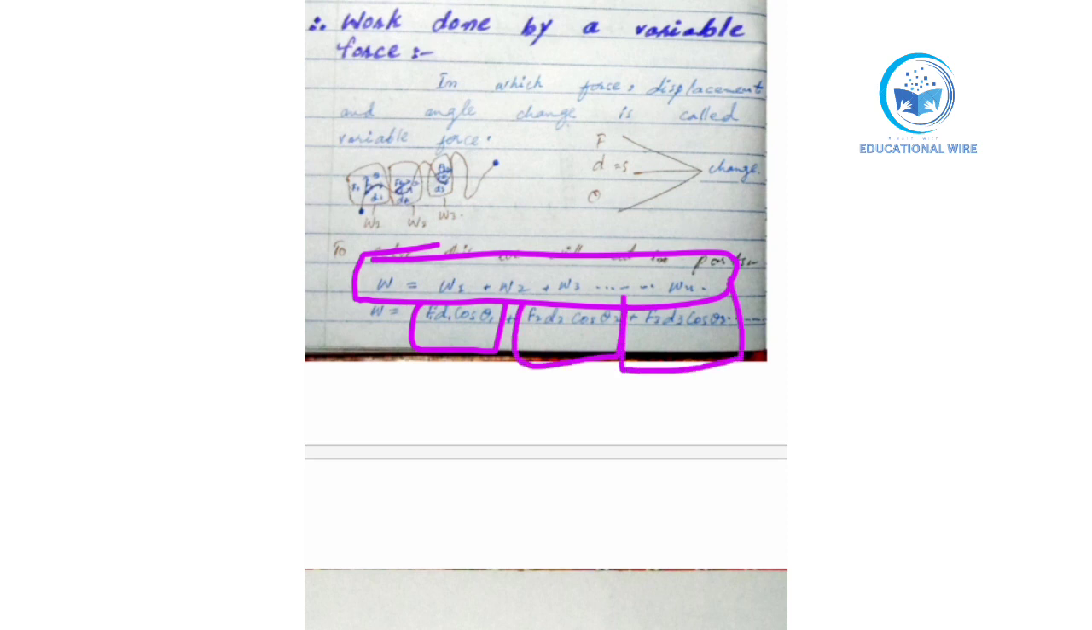We will calculate it by cutting into positions, and we have this formula: W is equal to W1 plus W2 plus W3, and so on. We will add all of this. So W is equal to F1 D1 cos theta 1 plus F2 D2 cos theta 2 plus F3 D3 cos theta 3, and so on. If we are adding these and we have more than 100, what will we do over here?